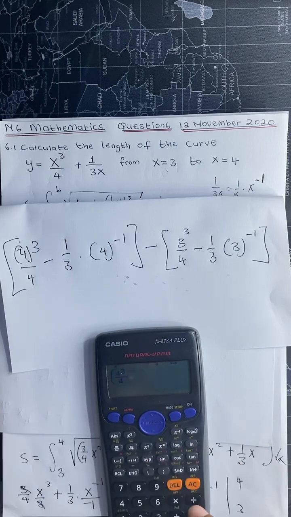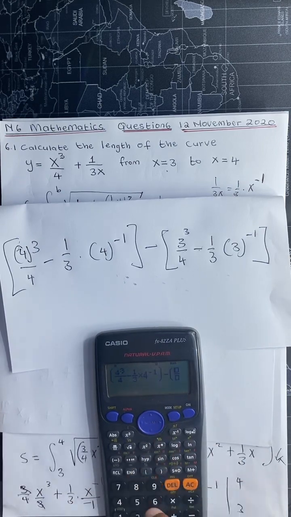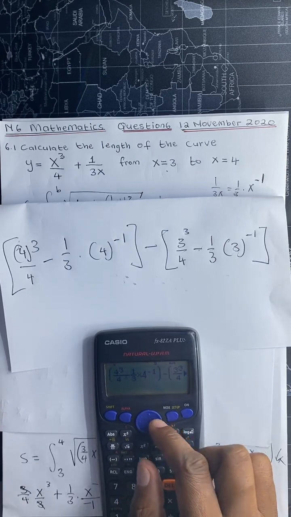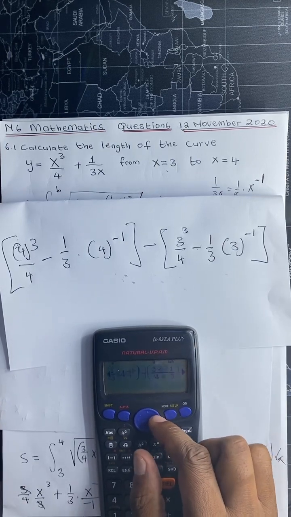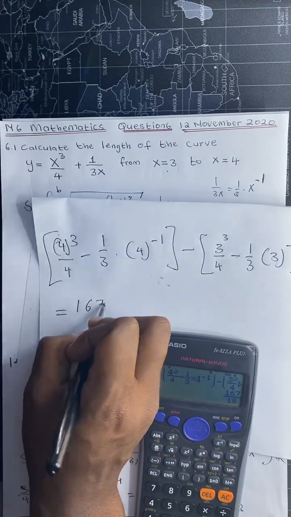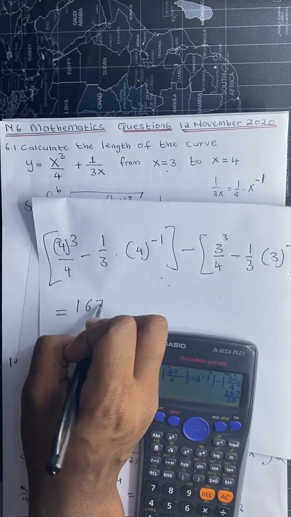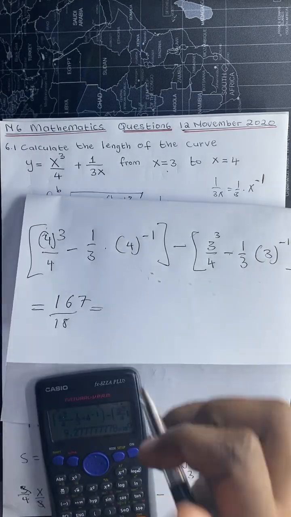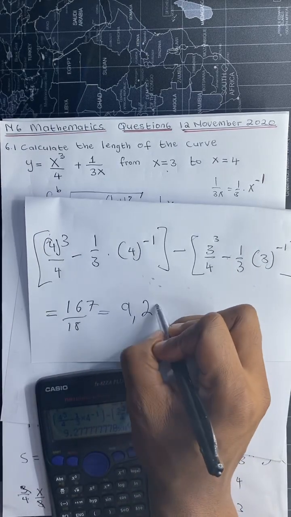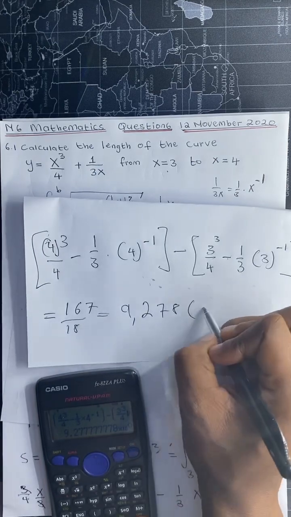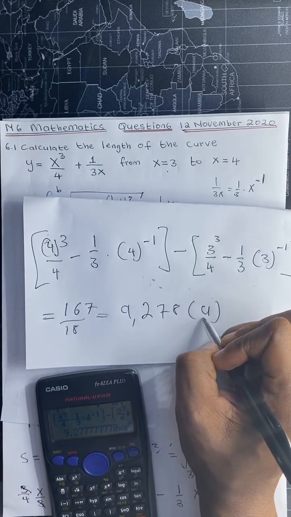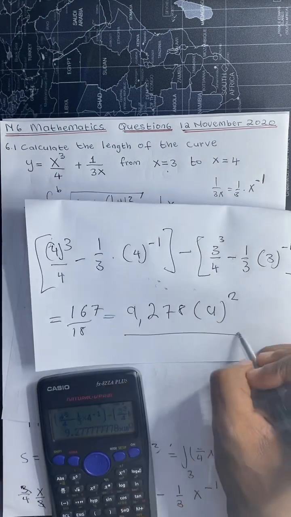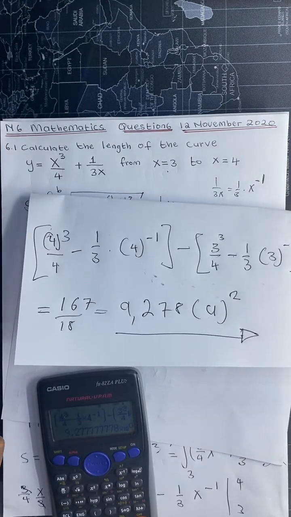4 cubed over 4 minus 1 over 3 times 4 raised to the power negative 1, minus 3 cubed over 4 minus 1 over 3 multiplied by 3 raised to the power negative 1, should be equal to 167 over 18, which we can write as 9.278. And since you are calculating length, but you're not given any centimeters or millimeters, we just use the unit, and this will be our answer for question 6.1.